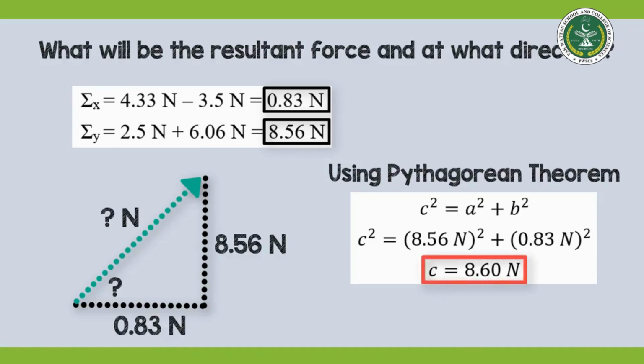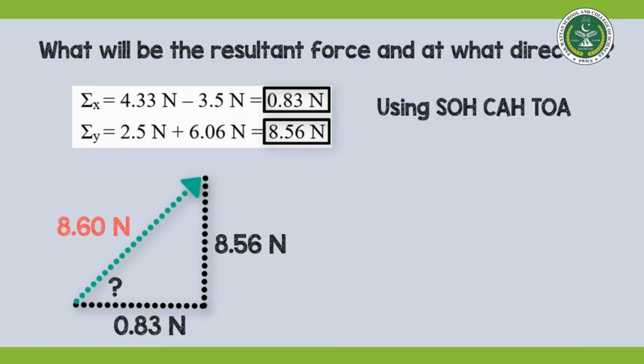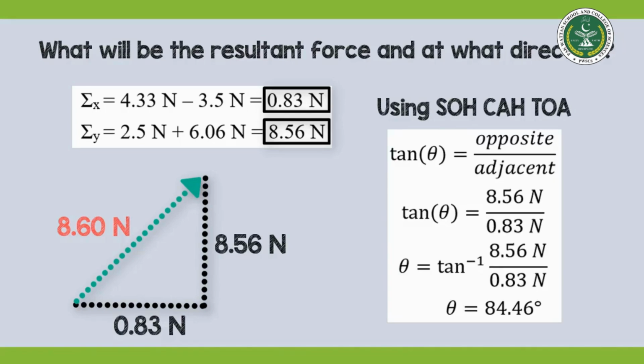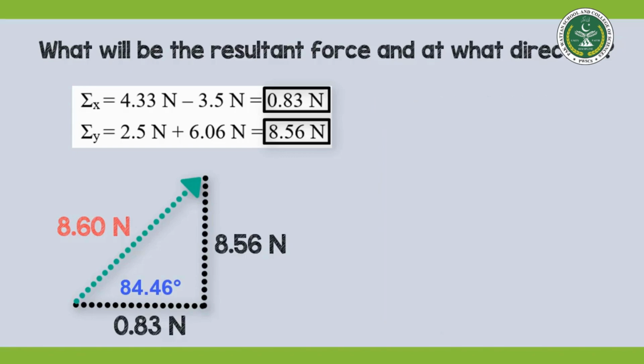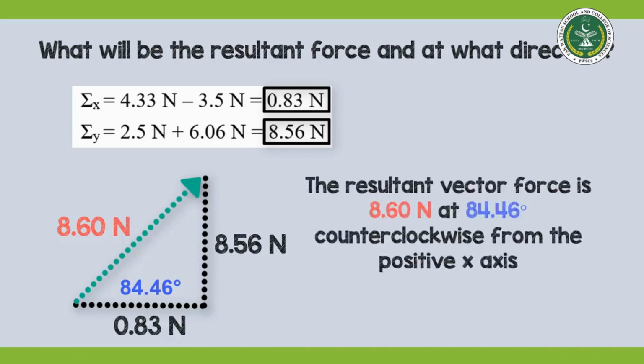Then we need to find the angle. Let's view it again as a triangle. Then we use again SOHCAHTOA to find the angle. This time let us use tangent. So the direction is 84.46 degrees counterclockwise from the positive x-axis. To sum up, the resultant vector force is 8.16 Newton at 84.46 degrees counterclockwise from the positive x-axis.